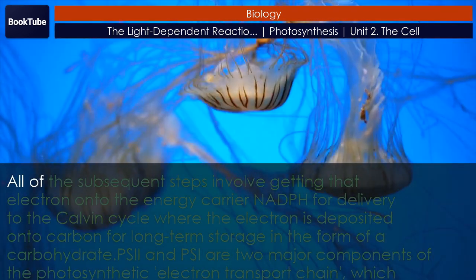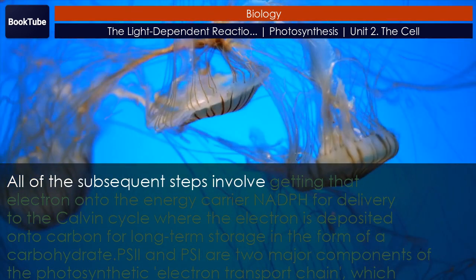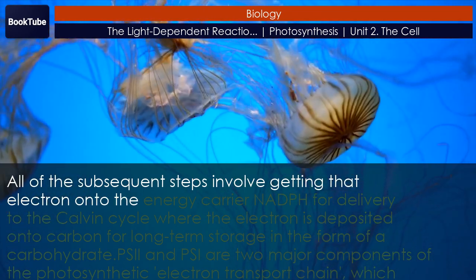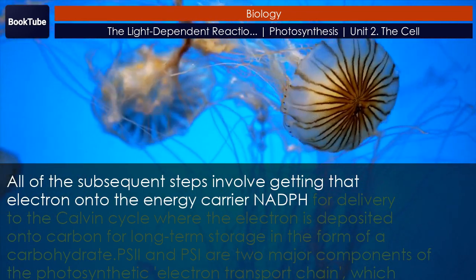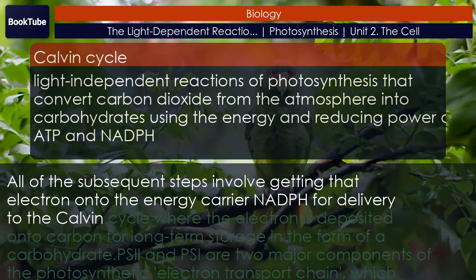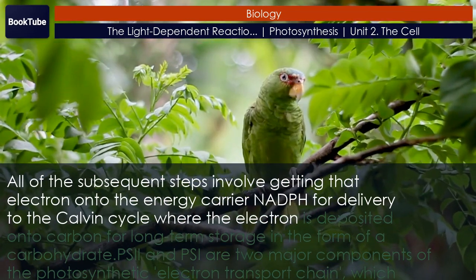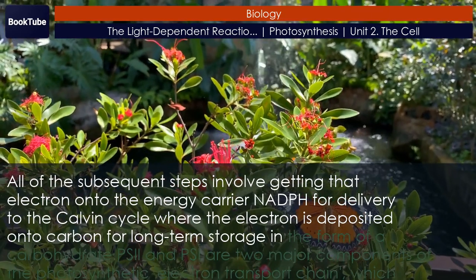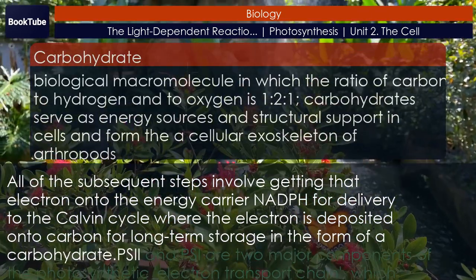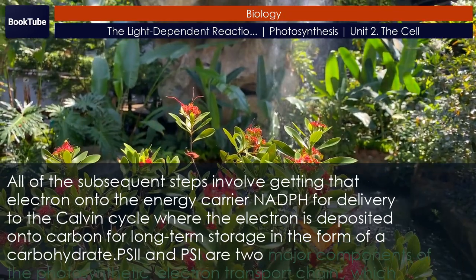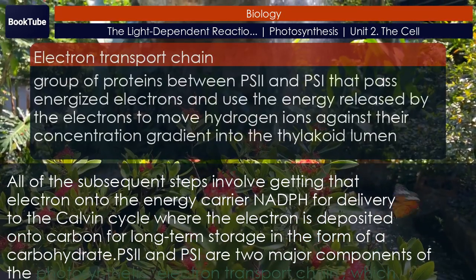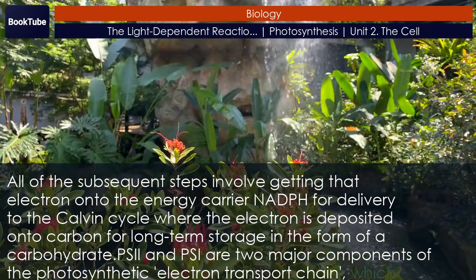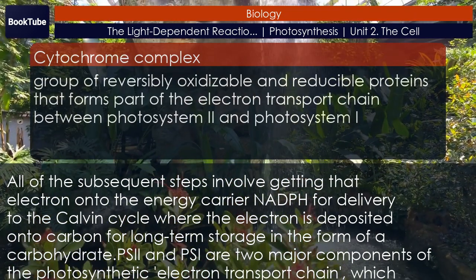All of the subsequent steps involve getting that electron onto the energy carrier NADPH for delivery to the Calvin cycle, where the electron is deposited onto carbon for long-term storage in the form of a carbohydrate. PSII and PSI are two major components of the photosynthetic electron transport chain, which also includes the cytochrome complex.